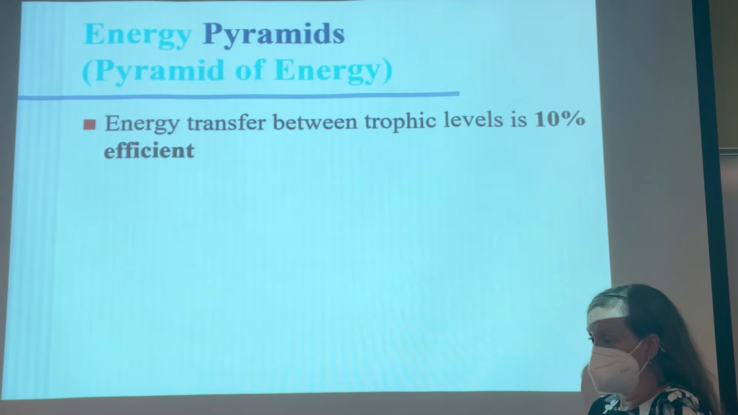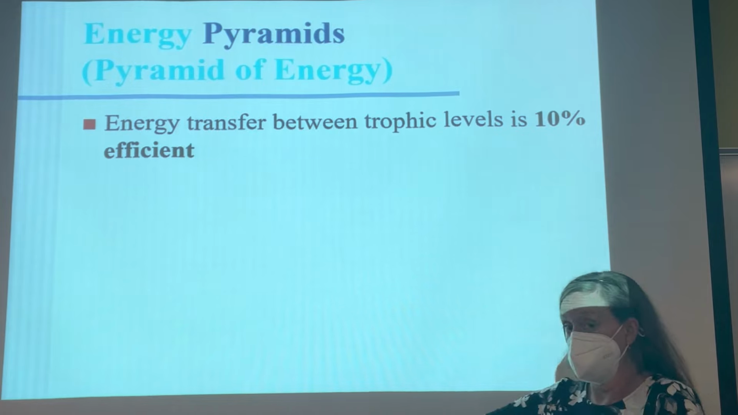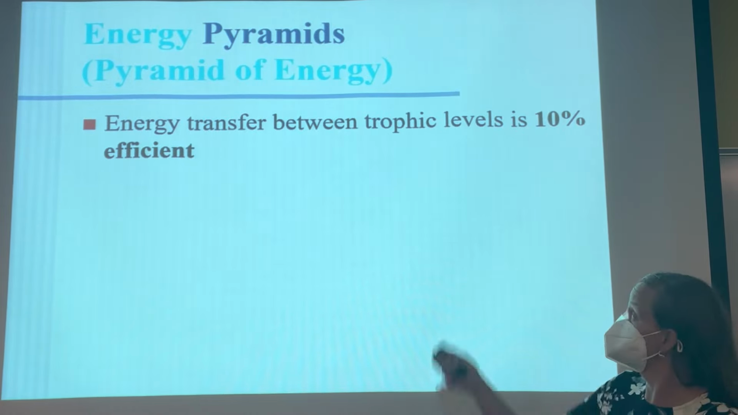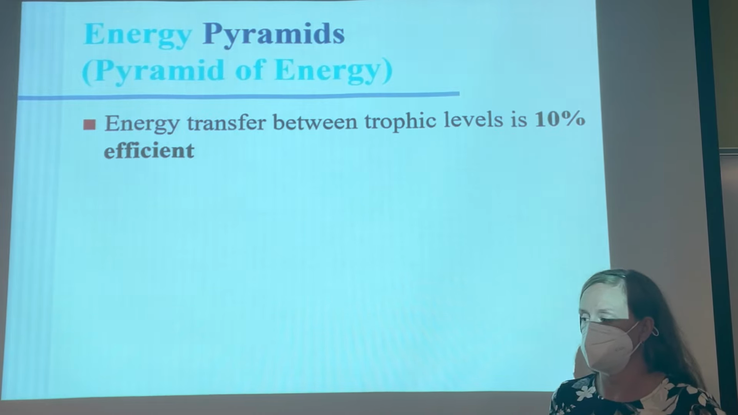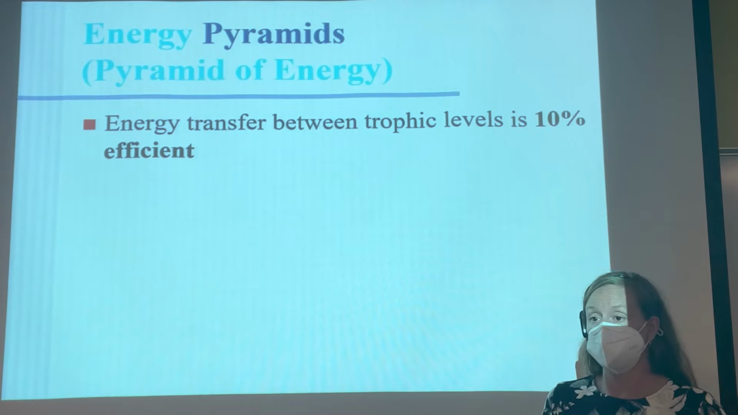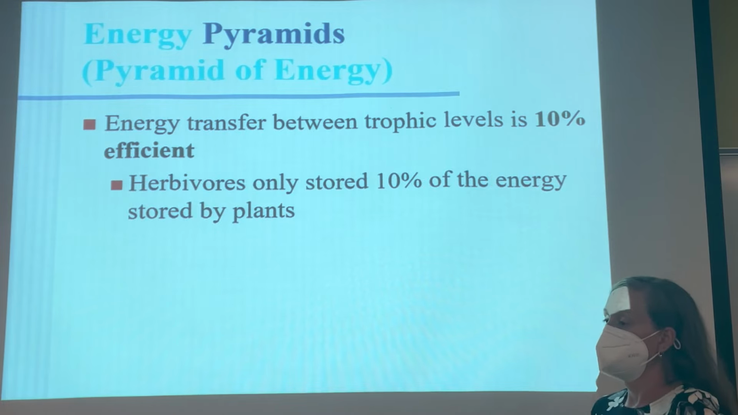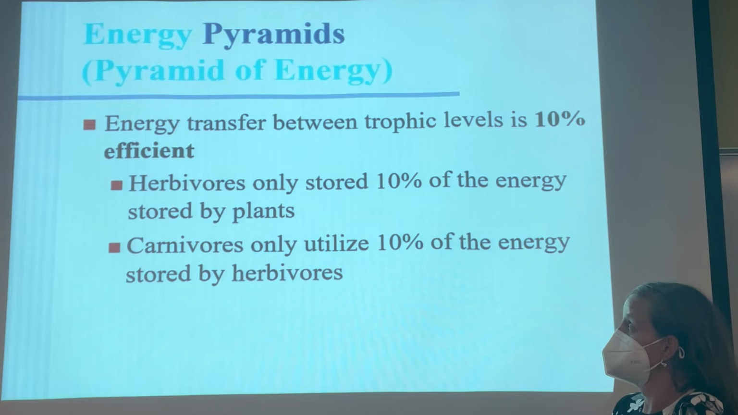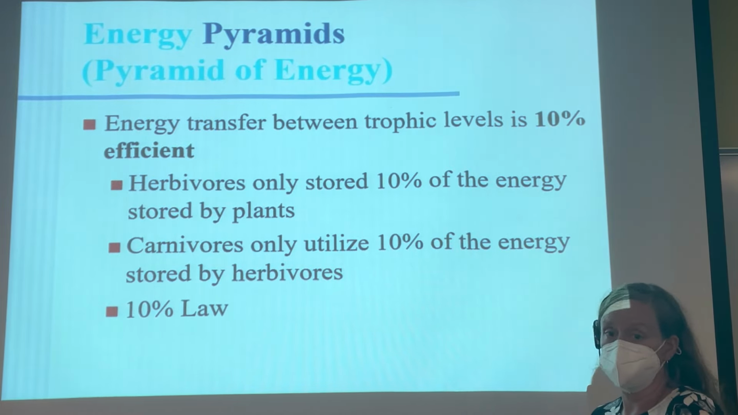So with energy pyramids, the energy transfer from one trophic level to the next is only about 10% efficient. So 10% efficient means 90% inefficient. 90% of the energy is either utilized in the organisms or lost as heat. Herbivores are only going to be able to pass on 10%, carnivores 10%. This is what we would call the 10% law.